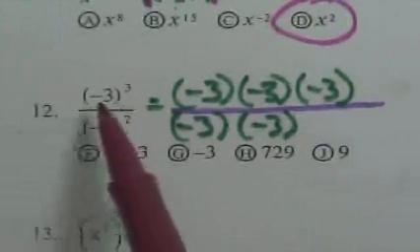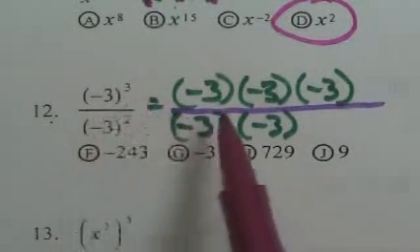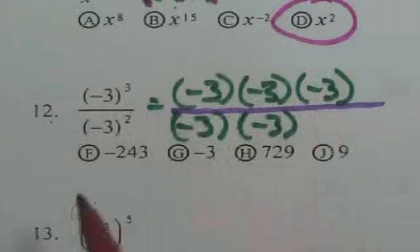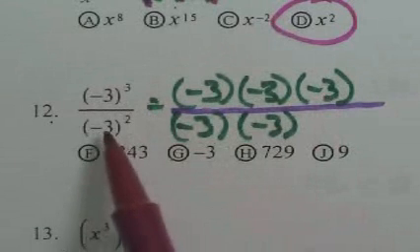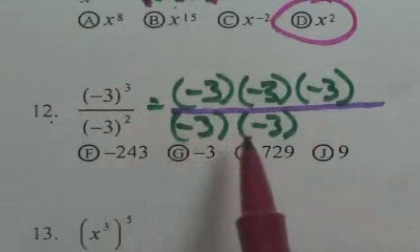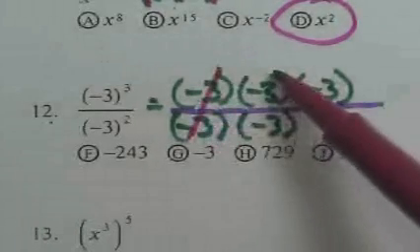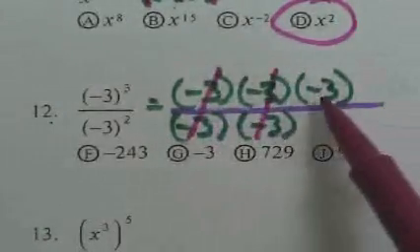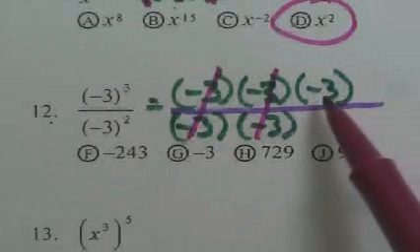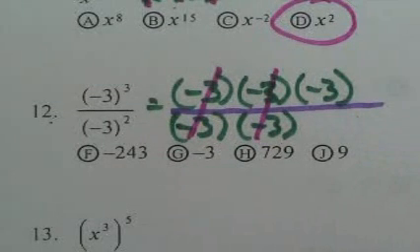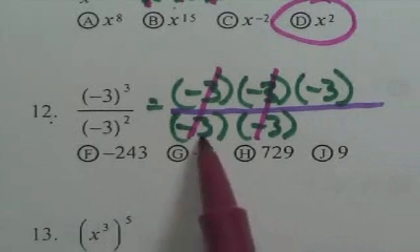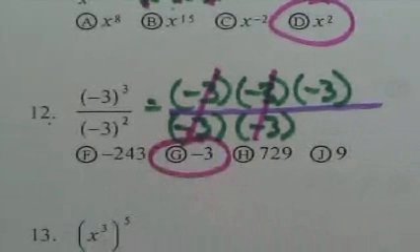Okay, on 12, we have negative 3, 3 times on top. On the bottom, we have negative 3 twice. So these will reduce to 1. These will reduce to 1. What are you left with? On top, you're left with just negative 3. Therefore, the correct answer is letter G.